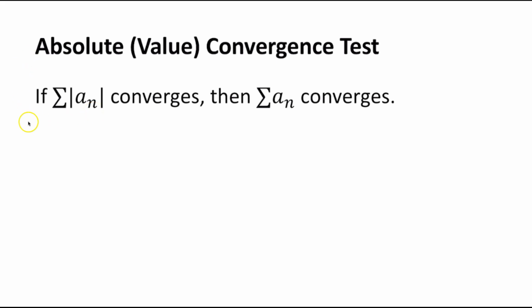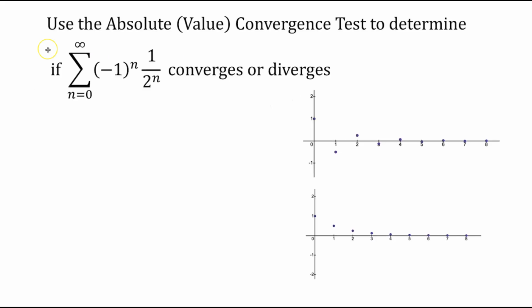So I like to think about this as a challenge to ourselves. We're making all the terms positive, which is making it potentially bigger, and seeing if that converges. Well, then, of course, the one with negatives is also going to converge. Let's try to understand this with an example. Use the absolute value convergence test to determine if the sum of n equals 0 to infinity of negative 1 to the n times 1 over 2 to the n converges or diverges.